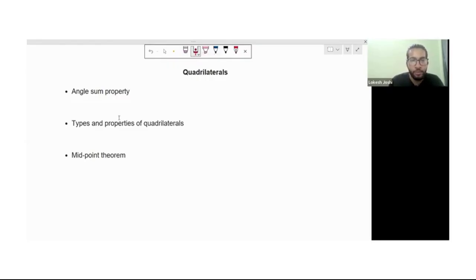Okay. So I am telling you the topics which we have to cover. First of all, we will be clear about what quadrilaterals are and the basic terminologies, then we will define the angle sum property. After that, there are some types of quadrilaterals and their associated properties. The last topic of this chapter will be the midpoint theorem.